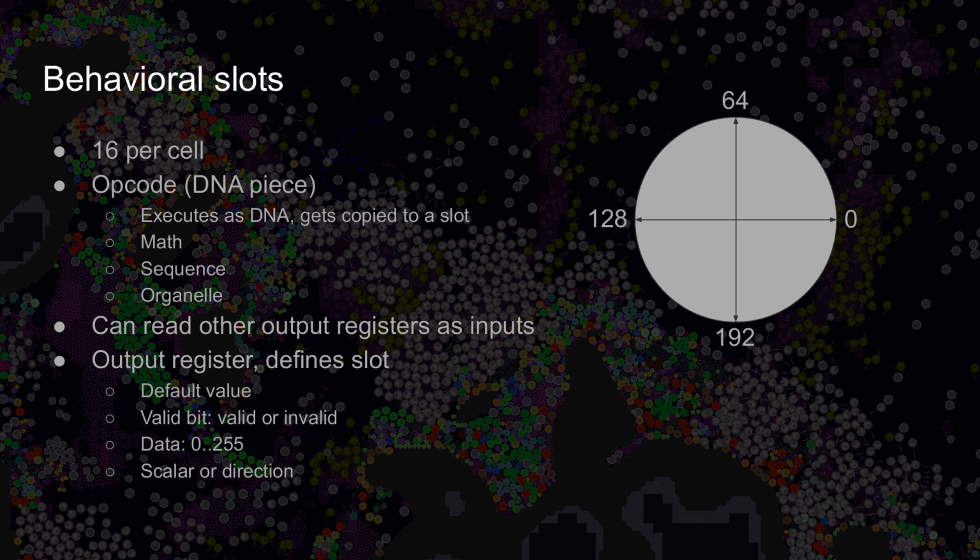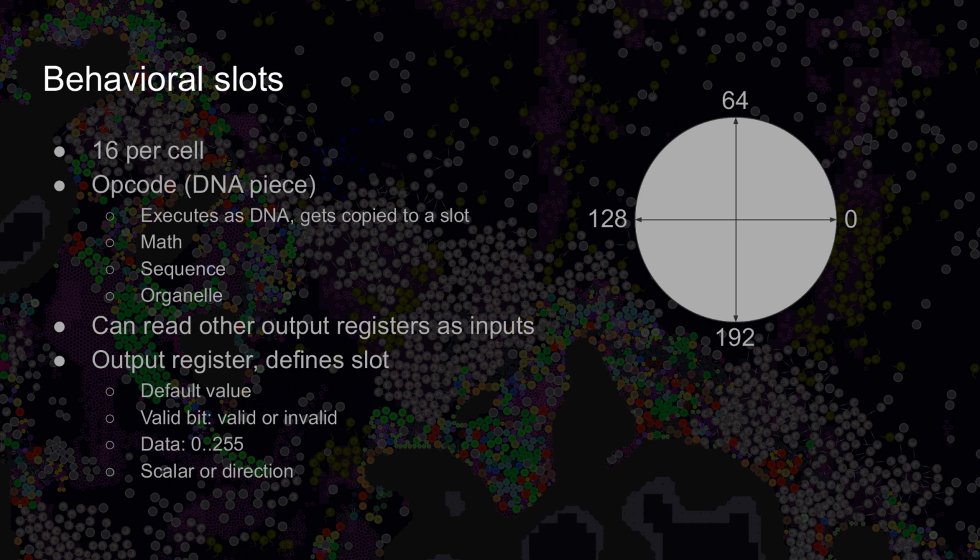To update the opcode, the cell has to execute a DNA piece that describes what operation will take place in that slot. This can be an organelle, for example a flagellum, which propels the cell forward, or a sense organelle to detect the surroundings of the cell. It can also be glue logic to connect up organelles or provide periodicity. Each behavior slot can have multiple inputs and one output. Each organelle will gather its inputs and update its outputs each game tick.